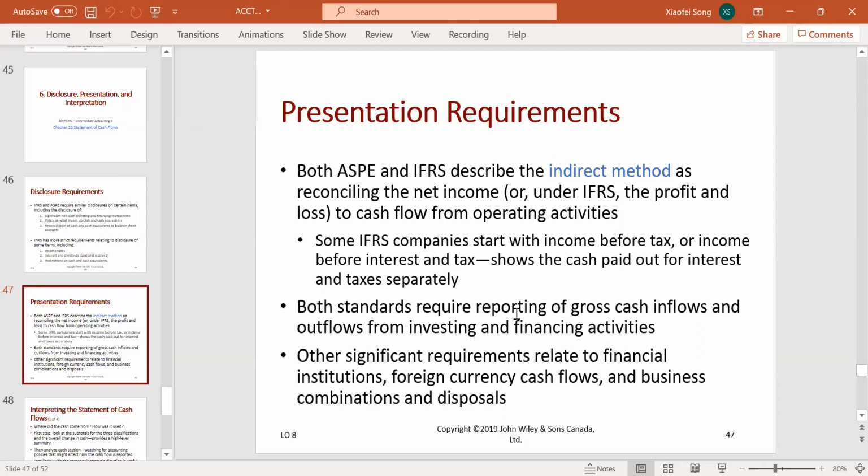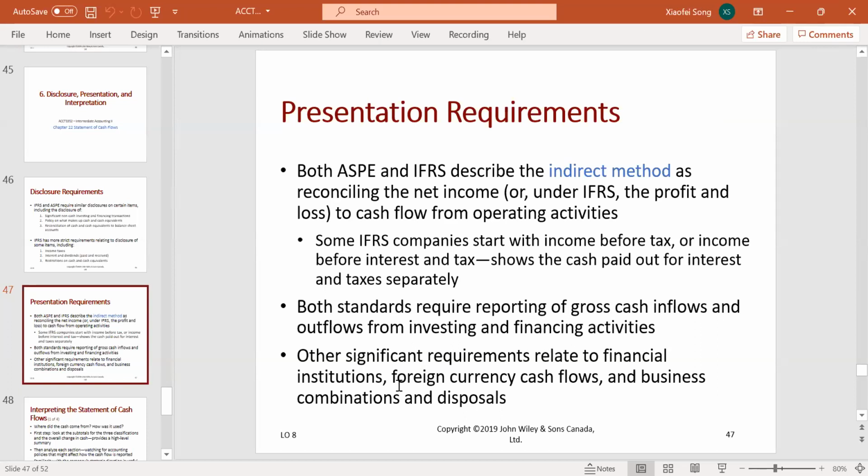Both standards require reporting of gross inflows and outflows for the investing and financing activities, right? There is no option in the format, and you can't net. That's what it means, right?